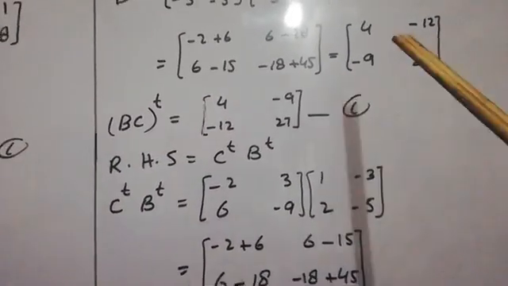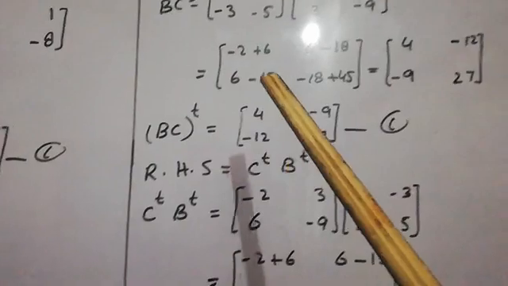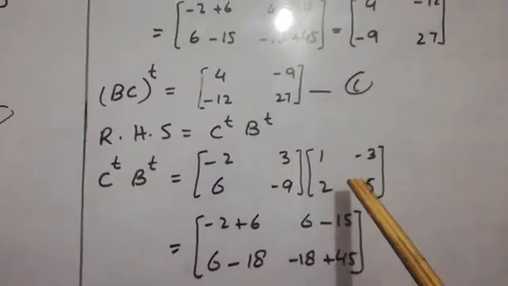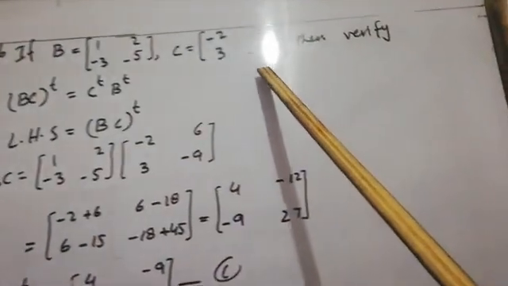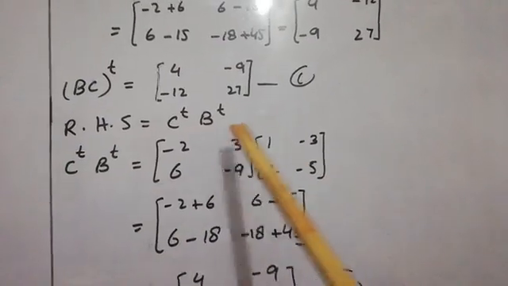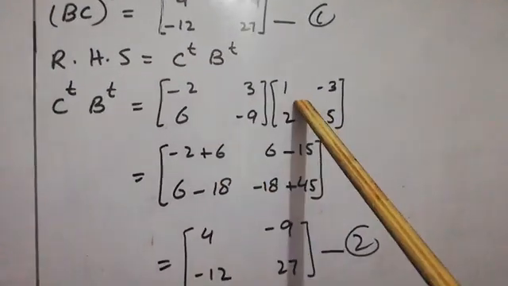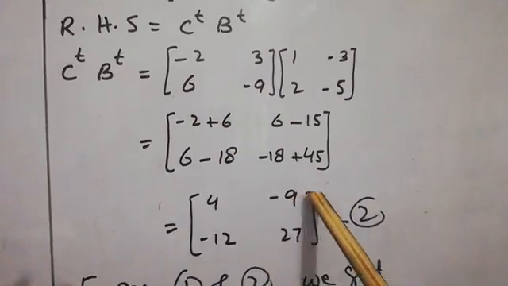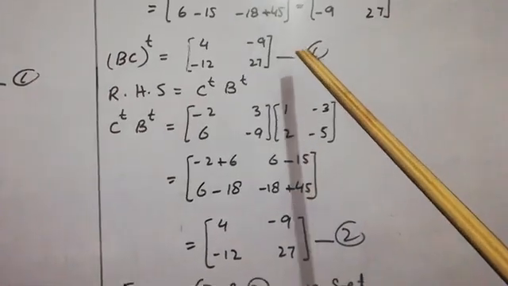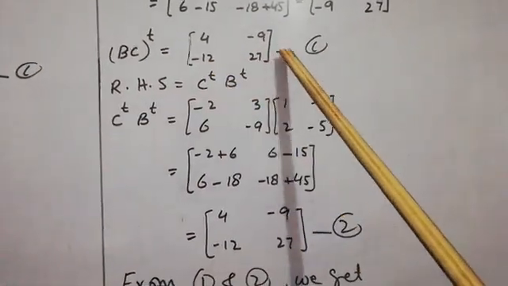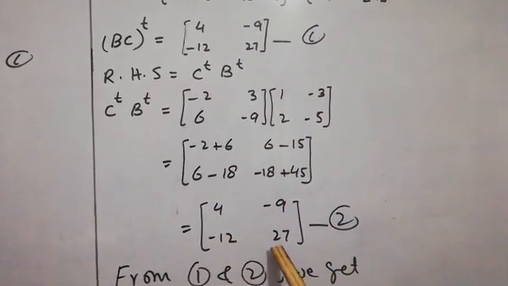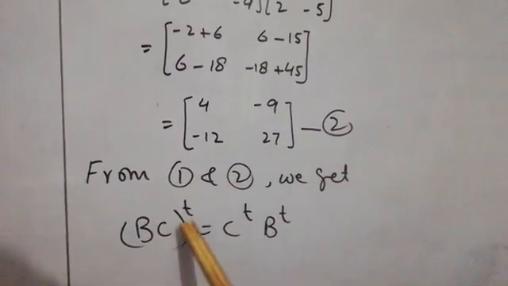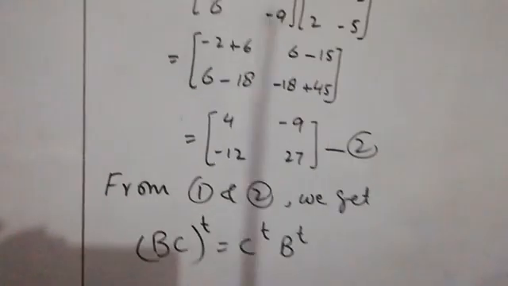Now we will consider the right hand side, which is C transpose into B transpose. We will write C transpose and B transpose directly. If C is equal to minus 2, 6, 3, minus 9, we will take the transpose, minus 2, 6, 3, minus 9, like the transpose of B is here. Now we will multiply, and when we multiply these values, we will get the answer 4, minus 9, minus 12, 27. Now we will compare both results. 4, minus 9, minus 12, 27, and 4, minus 9, minus 12, 27. At the end, when we compare, we get that from 1 and 2, BC whole transpose equals C transpose into B transpose. Hence we have proved.